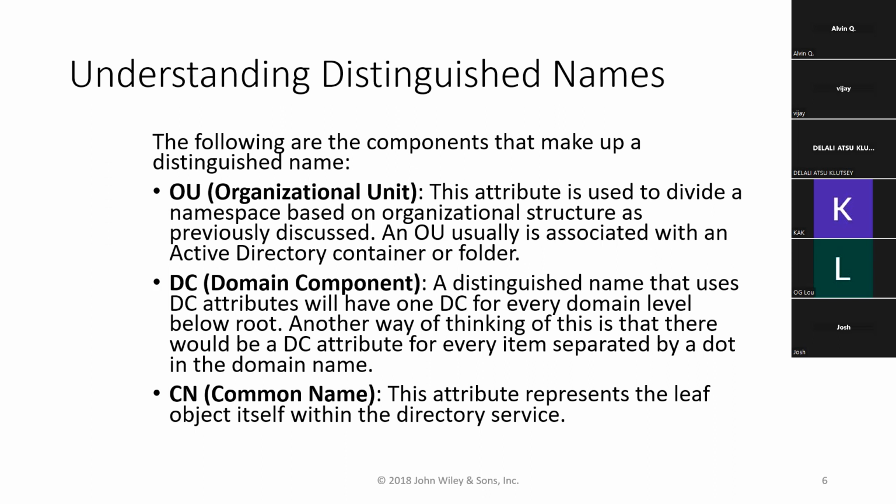Then the distinguished name that uses the DC attribute will have one DC for every domain level below root. So depending on the domain level, if, for example, we have google.com.gh, it means we have 3 levels of the domain. So you have 3 DC elements in there. You have 1 DC for Google, 1 DC for com, 1 DC for gh. That's how it goes.